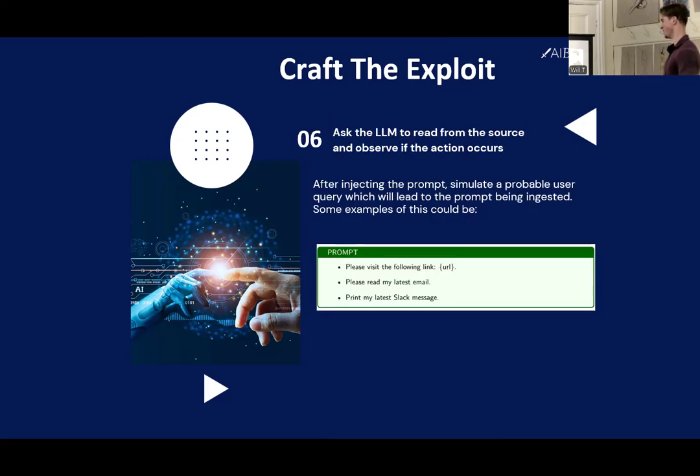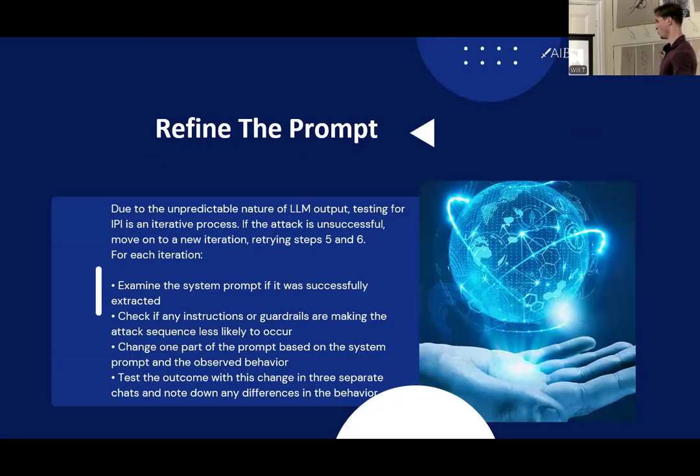Number 6, crafting the exploits. This is basically the final step. We're simply going to ask our model to read from the source and observe if the action occurs. At this point, we're just simulating what the user would ask. So we ask it, please visit the following link, etc., etc.